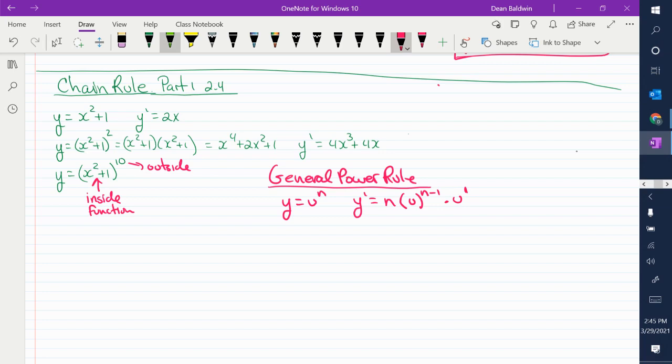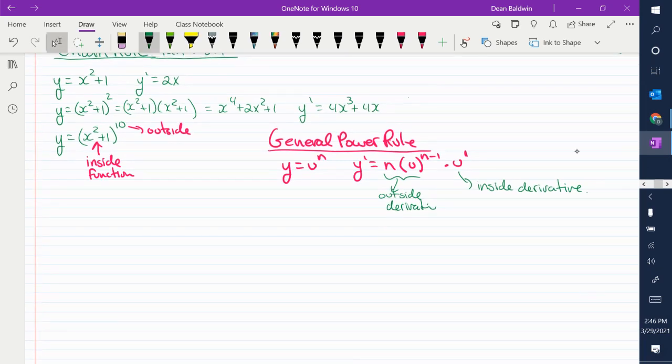So this bit is the outside derivative, and this is the inside. U is a function, like 3x plus 1, or sine x, or in this case, it would be x squared plus 1. Okay? So once you do a couple of these, it's pretty straightforward. So we're just going to practice them right now.